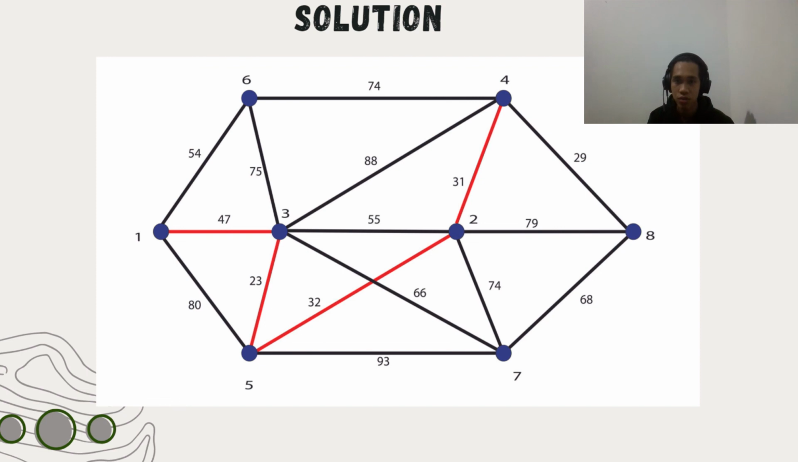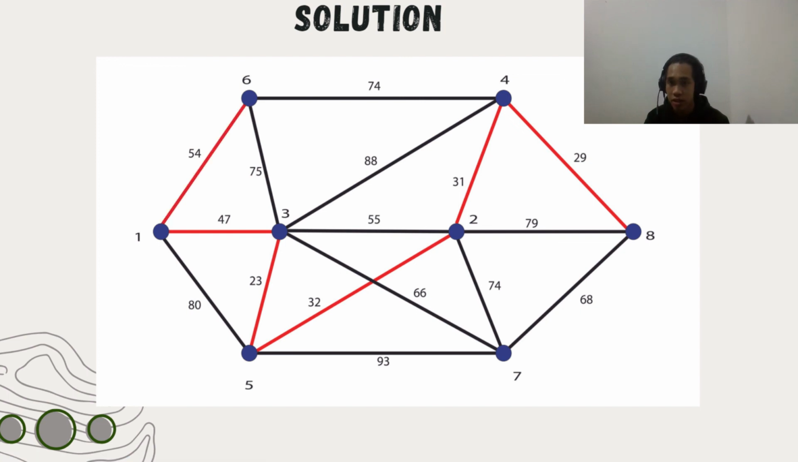Next, to connect to the next node, which is node 4, we'll be connecting to it through node 2, which has the least weight on the edge. So the next line will be 4-2 with weight 31. Continuing with node 8, there are 3 ways to connect to node 8, but the least one will be from node 4. So the next line will be 4-8 with weight 29.